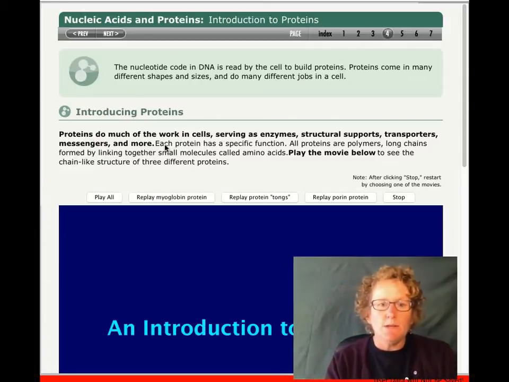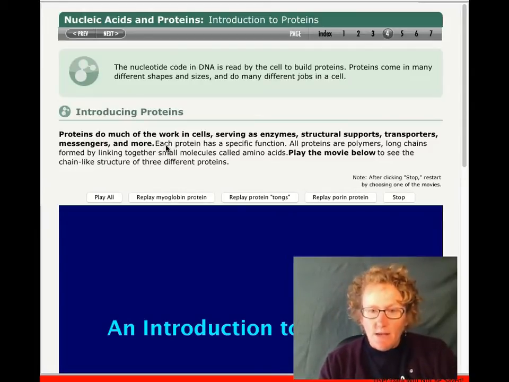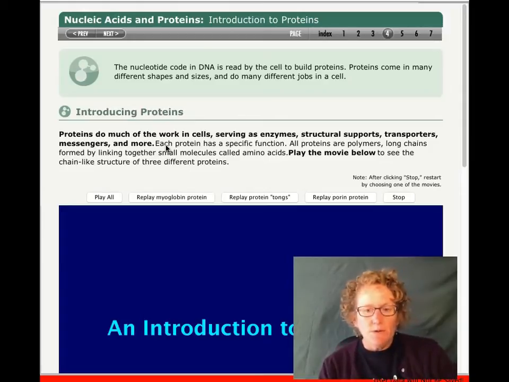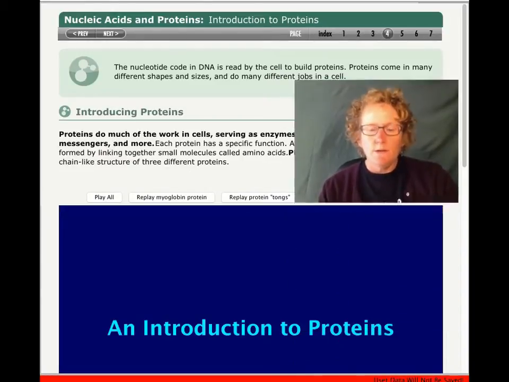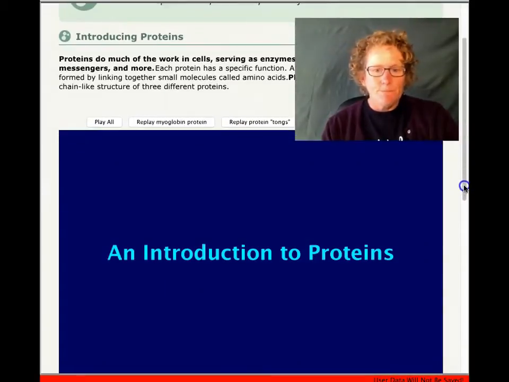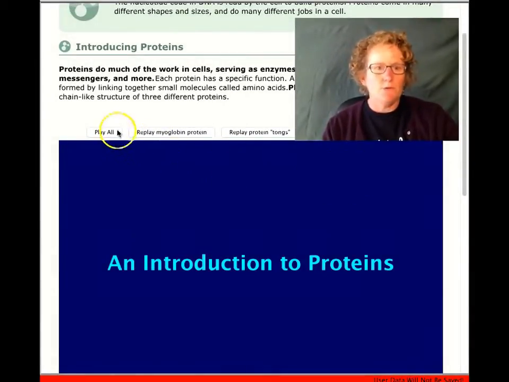Proteins do much of the work in cells, serving as enzymes, that's catalysts to make reactions happen. They serve as structural supports like collagen, it supports your nose. Transporters, they get things around the cell and your body. They tell your cells what to do as messengers. So this is really important. Proteins are really important. Let's watch a movie that shows you how important they are.